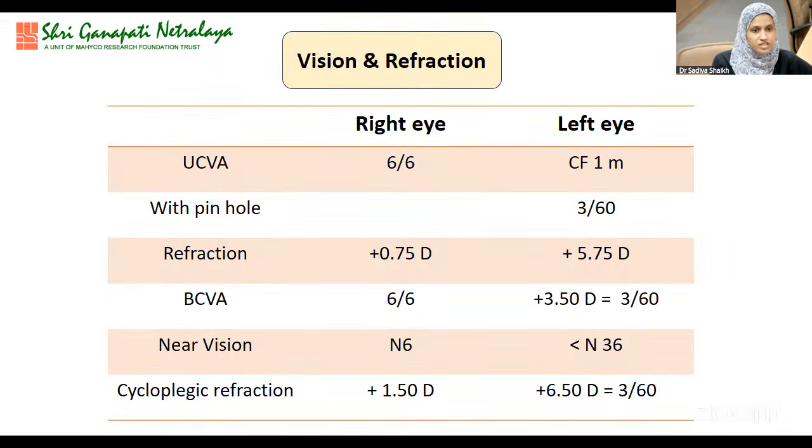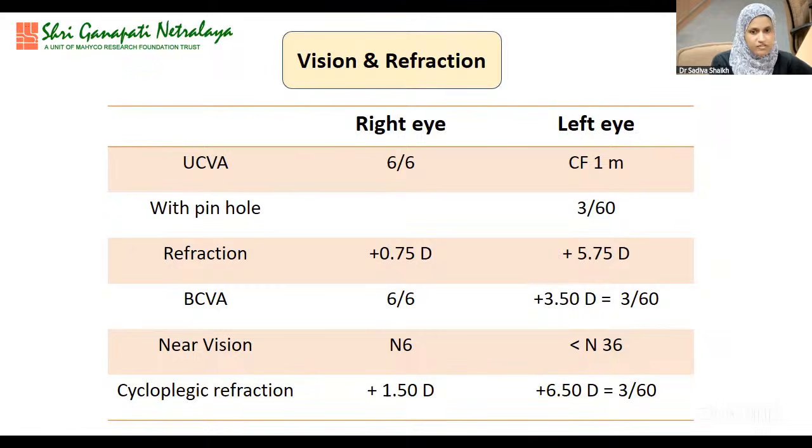Now coming to vision and refraction. The uncorrected vision, which is checked with the Snellen's chart, is 6/6 in the right eye and CF 1 meter in the left eye, which improved to 3/60 with pinhole. Refraction done with retinoscopy in the right eye is plus 0.75 diopter and in the left eye it is plus 5.75 diopter. The patient accepts plus 3.5 diopter and the vision improved to 3/60. The near vision, which is checked with the Jaeger's chart, is N6 in the right eye and less than N36 in the left eye.